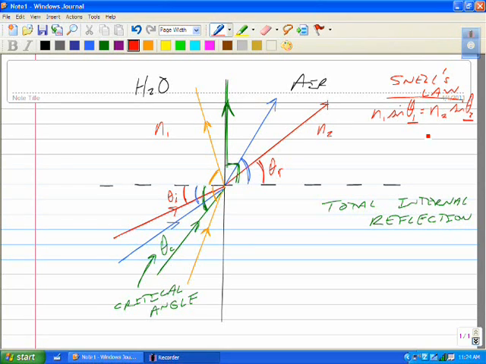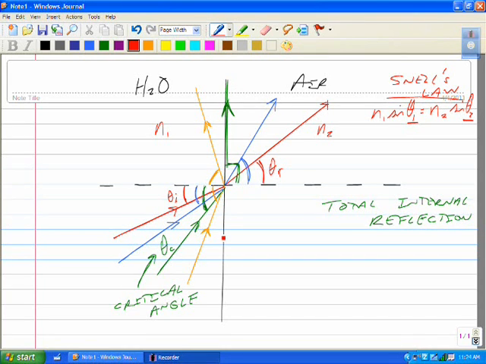Because if it was the same, would it have bent? If this angle was the same as theta r, would the ray have bent? No. It wouldn't have refracted. So the green and the orange, do you see a picture of it when they reflect, or how does that work? Good question.